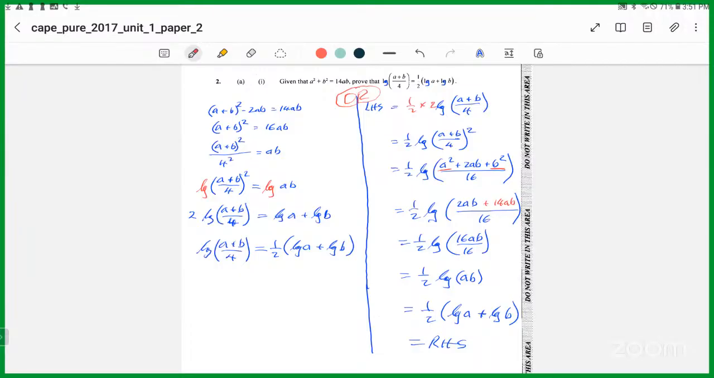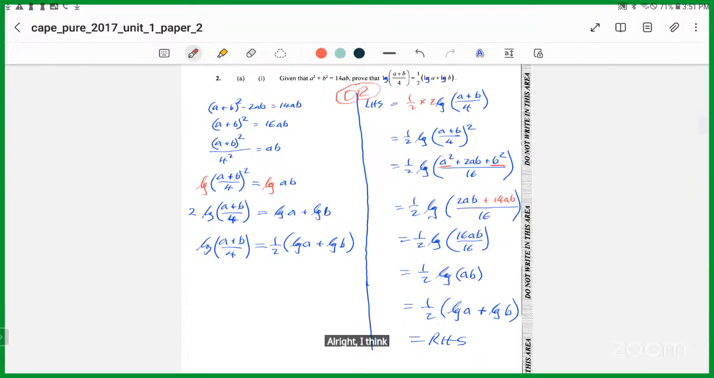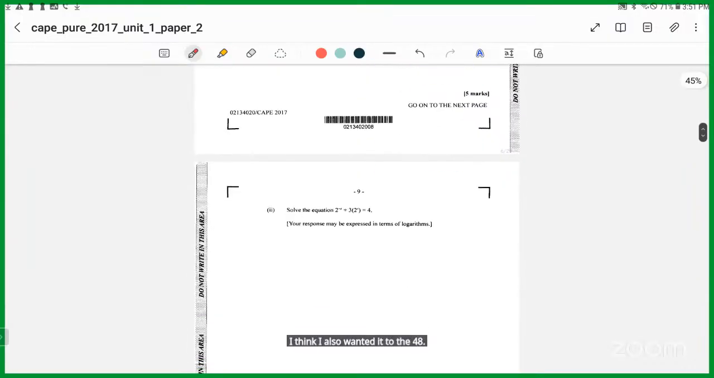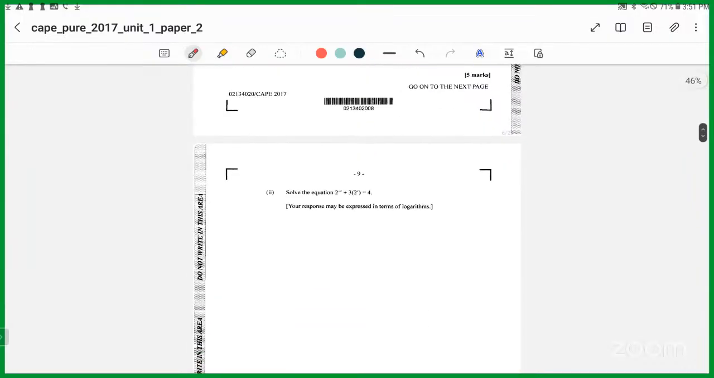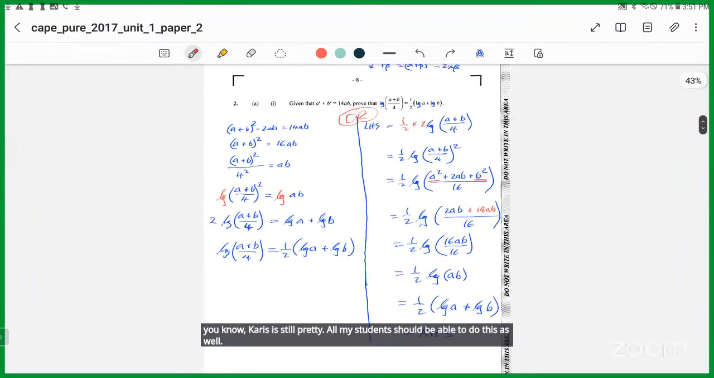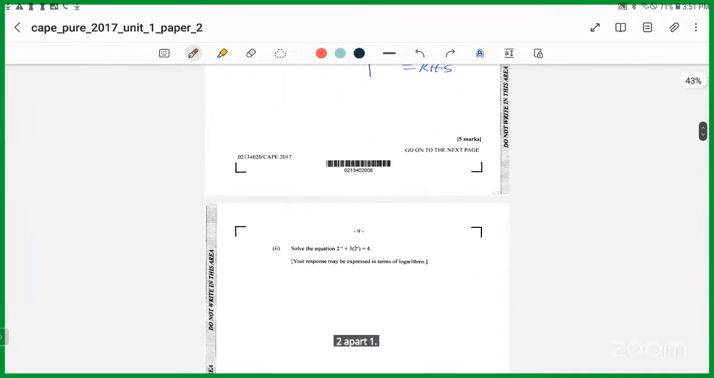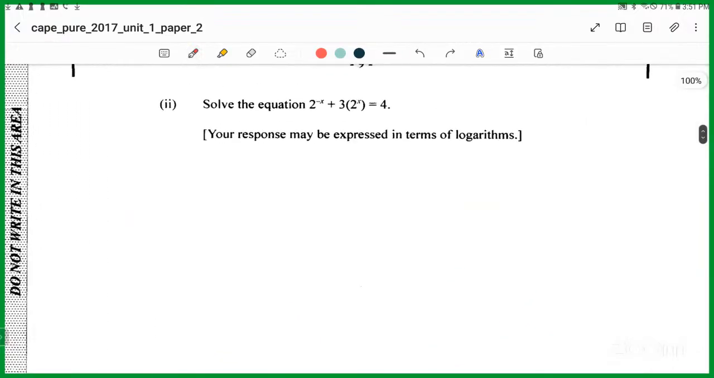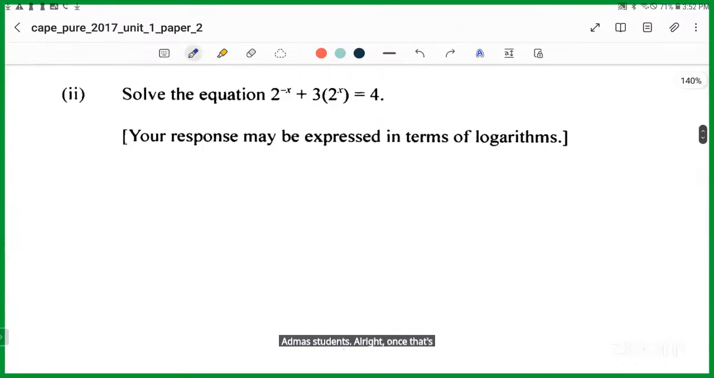Yes, sir. Alright. And I think I also wanted it to do 4a. I think I wanted to do this one too, because this is still 2a. I said 2a. This is a part of 2a. So advanced students should be able to do this as well. This is 2a part 1. This is 2a part 2. So you're supposed to do this too. Advanced students. Alright?